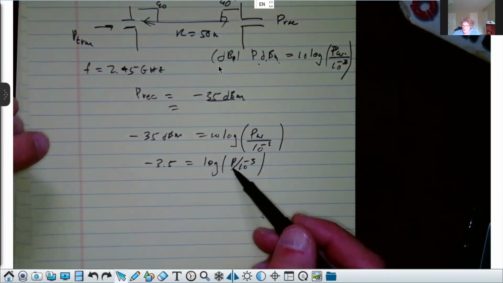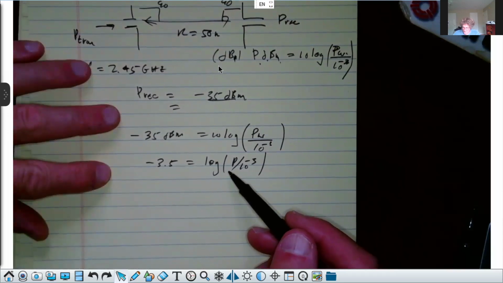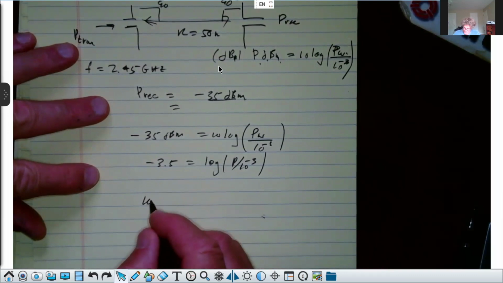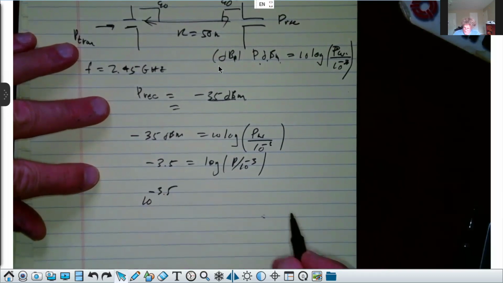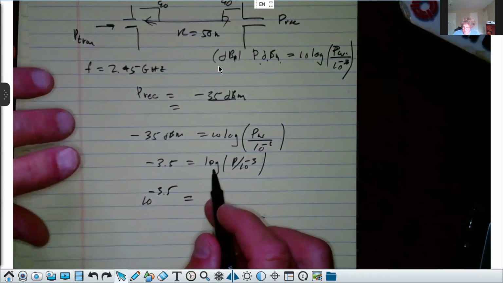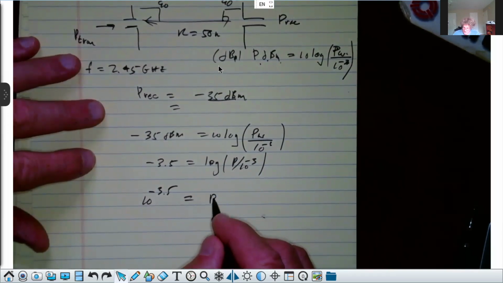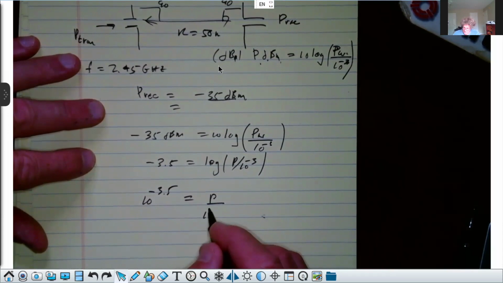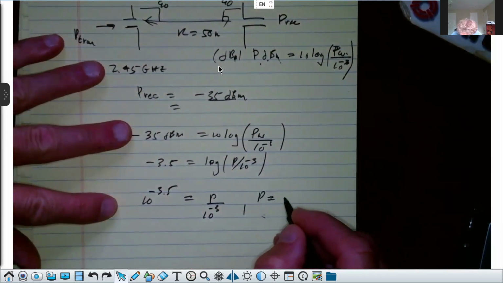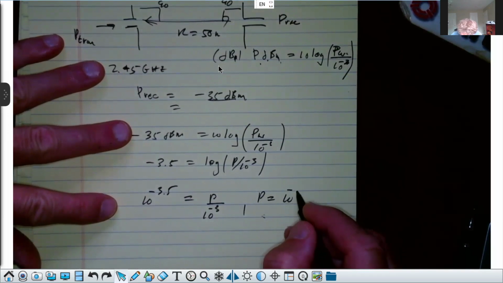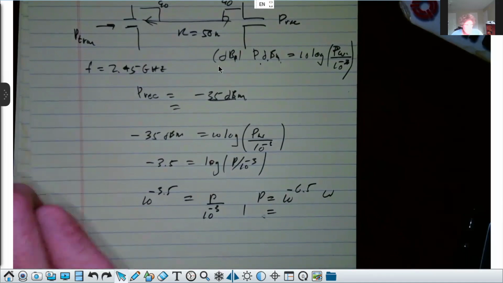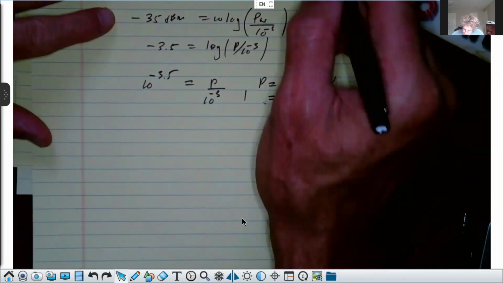Now, whenever you have a log on one side and you're solving for something inside of it, you take everything to the power 10 or e, depending on if it's a natural log. So 10 to the minus 3.5 is therefore equal to, if I take 10 to the power log of that, just P over 10 to the minus 3. So that means the actual power in watts would be what? 10 to the minus 6.5 watts. And what is 10 to the minus 6.5? That's not much. That's the power received.